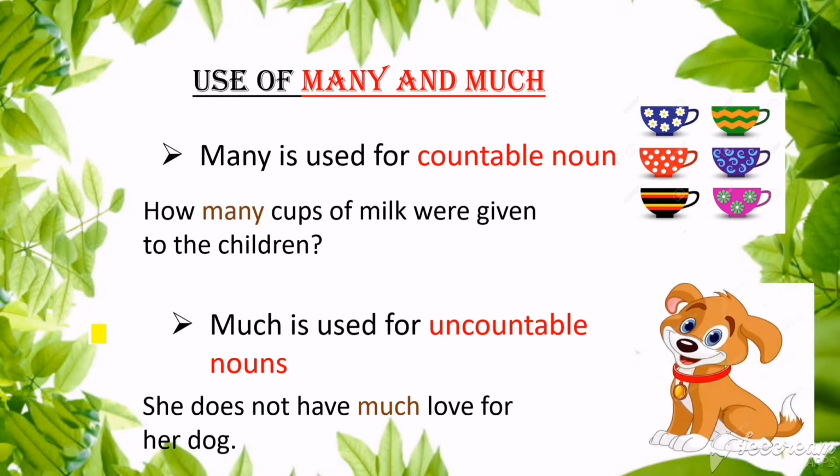And look at another example. She does not have much love for her dog. Can you count love? No. Love cannot be counted. So nouns like love, in order to express them, you can use much. The quantity of love, how much love she has for her dog? Much. Okay, much is the answer.